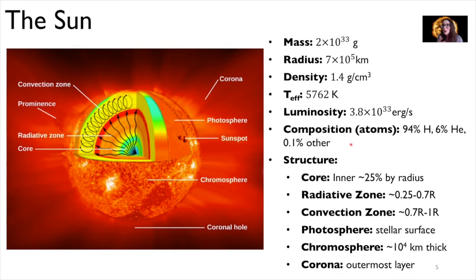If we think about just the total number of atoms in the sun, 94% of those atoms are hydrogen atoms, and 6% are helium atoms, and the rest is everything else. But if we think about the sun's composition just in terms of mass and not the number of particles, by mass, the sun is composed of about 75% hydrogen and about 25% helium and a little bit of other things.